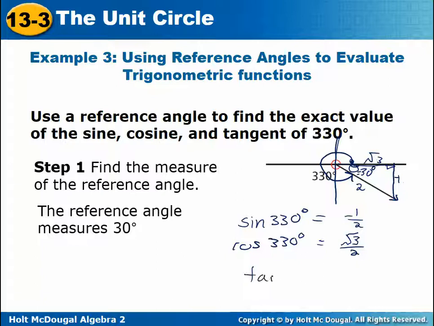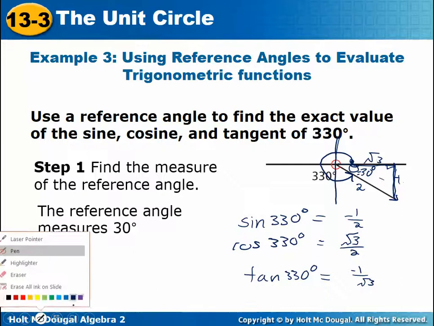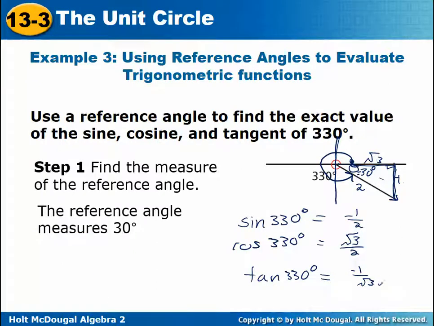Okay, next I need the tangent of 330. So I go back to my reference angle here, and the tangent is equal to the opposite side over the adjacent. So if it was just tangent of 30, it would be 1 over the square root of 3, but because that is in the fourth quadrant, this side is negative because it's on the negative part of the y-axis, so this would be a -1 over the square root of 3. And then I'm going to rationalize that denominator by multiplying top and bottom by the square root of 3. So I'd get negative square root of 3 over the square root of 3 times square root of 3, which is 3. So these are the sine, the cosine, and the tangent of 330.